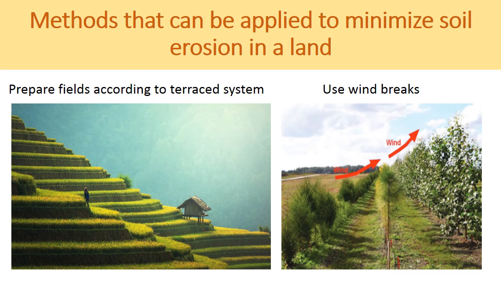The next one is by using windbreaks. Windbreaks help to reduce the speed of the wind. Mostly shrubs are used. These eucalyptus and all, most of the tall trees only are used as windbreaks. This will help to reduce the speed of the wind.